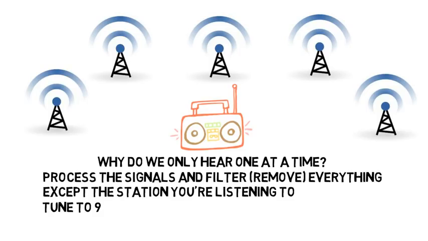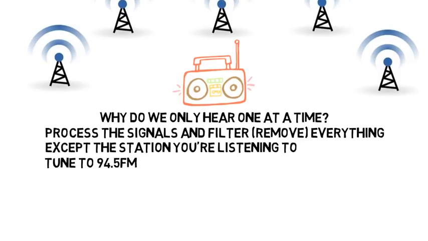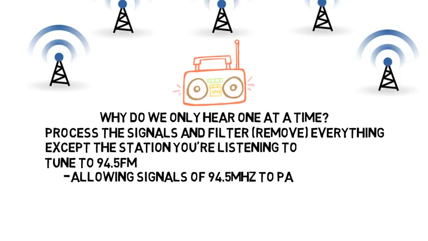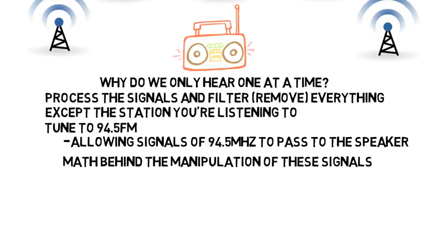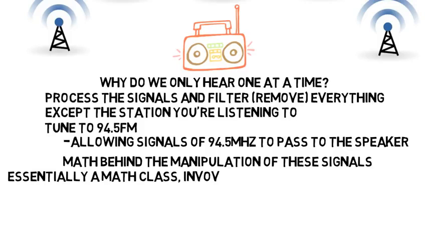So when you tune to, let's say, 94.5 FM, your car is allowing signals of 94.5 megahertz to pass to your speaker, but filtering out everything else so you only hear that station. So you'd analyze the math behind the manipulation of these signals and see how to determine which frequencies they are made up of. This is essentially a math class and involves a good amount of calculus.